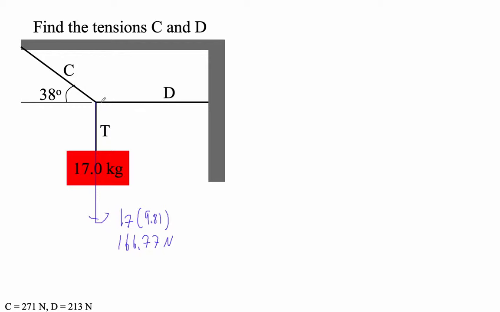All right, and then there's D. C has these components: a horizontal component and a vertical component, and then it's got itself. So this hypotenuse is C. This is C cos 38. This is C sine 38. This one is positive and in the y direction. This one is negative and in the x direction. And then D is all of it in the x direction.